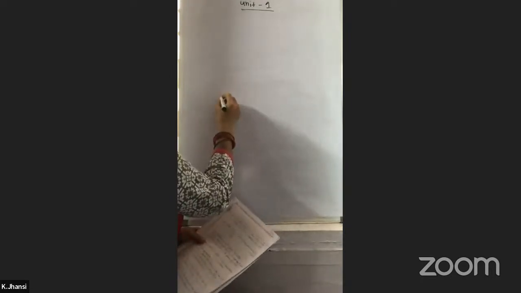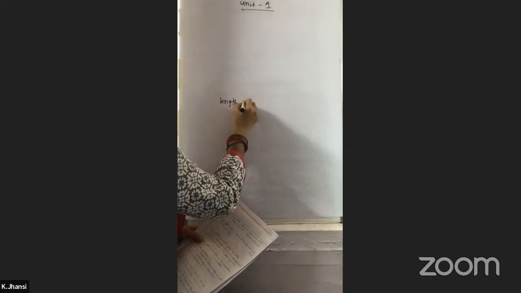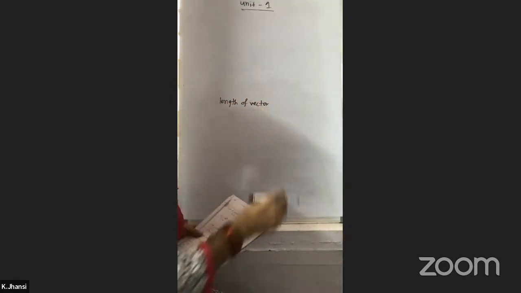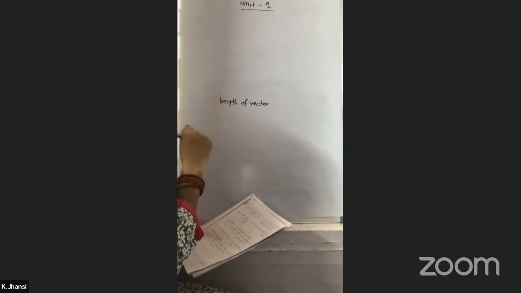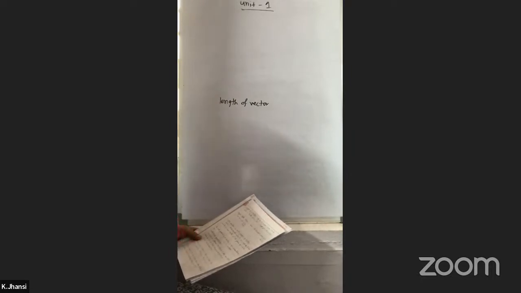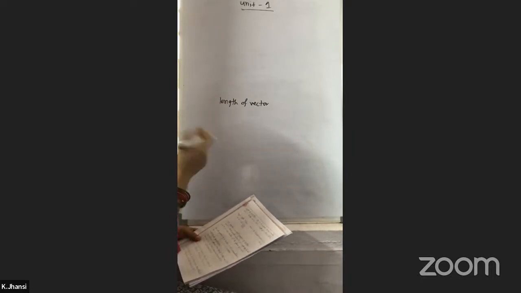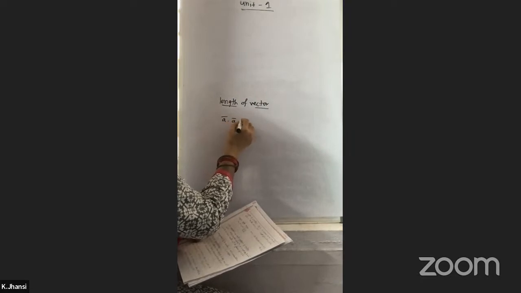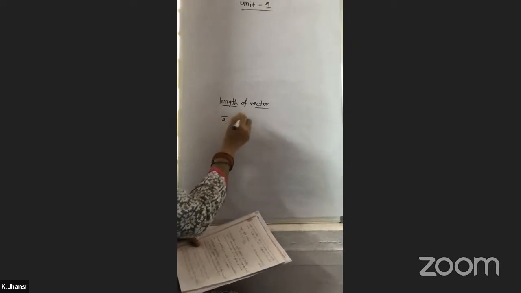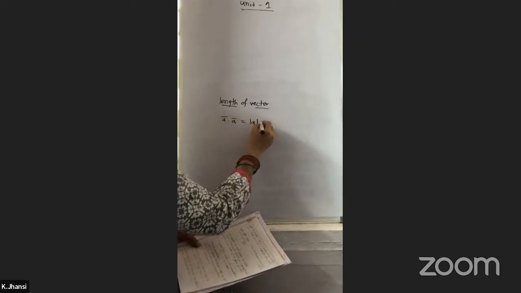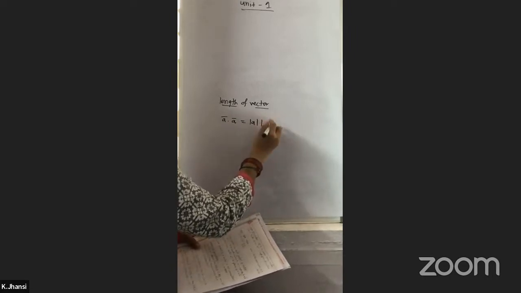And even the length of the vector we have seen. The length of the vector, or else the magnitude of a vector, both we can take as the same. If A is any non-zero vector, then A dot A, which gives the length of the vector, is equal to. A dot A is in the form of A dot B. So what is the formula for A dot B? Mod A into mod B. What is our B here? B is A.